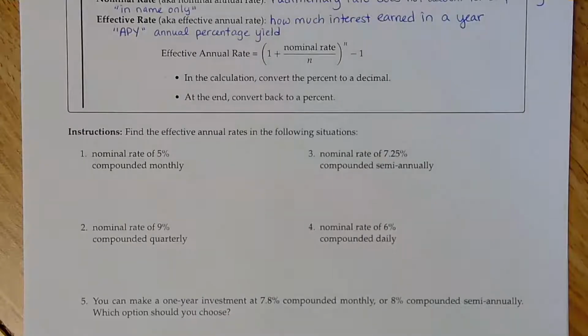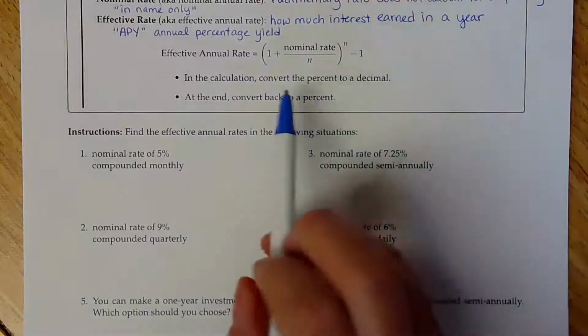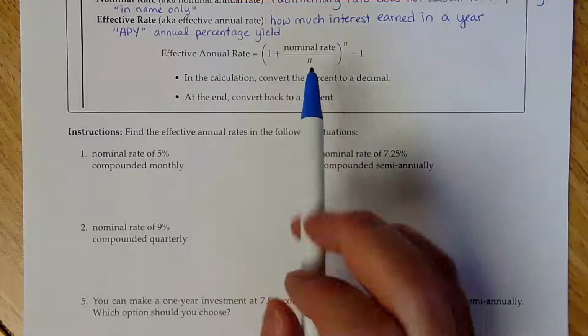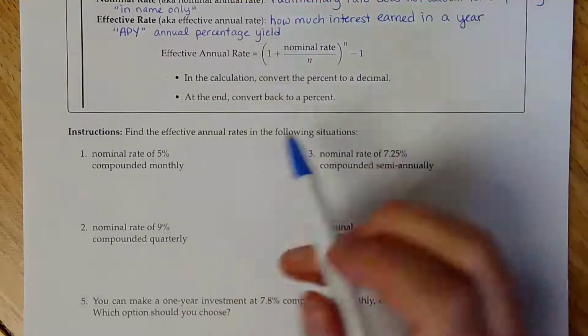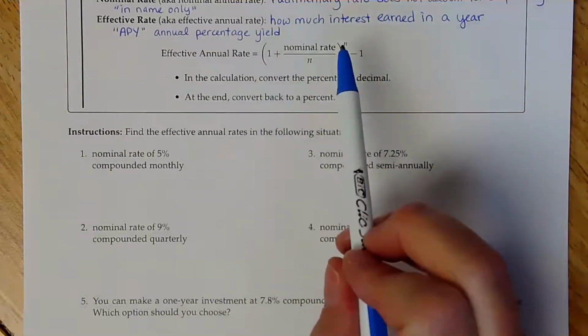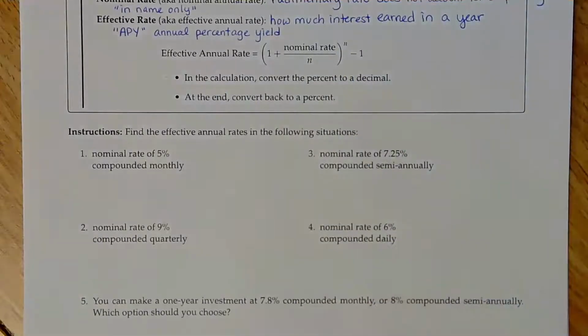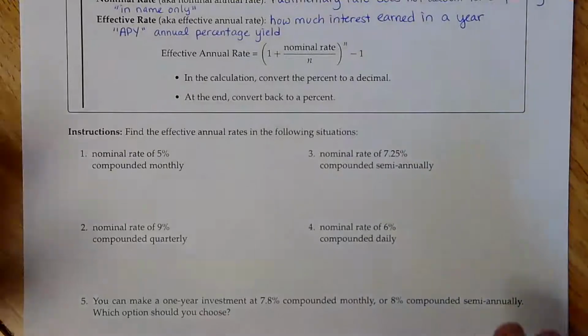Now that we know how to find the effective annual rate, let's give that a whirl here. So our formula is 1 plus our nominal rate divided by n, where n is the number of times per year. And then you're going to take that whole thing and raise it to the nth power and subtract 1. And then just remember to stick with decimals throughout that calculation until you get to the end.